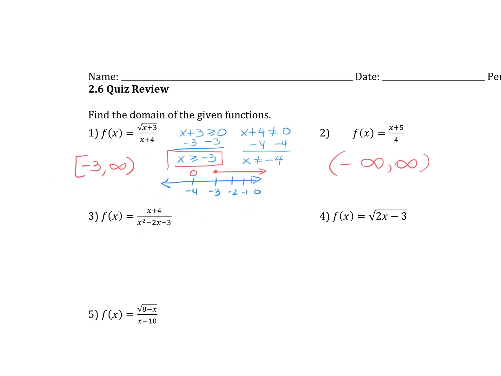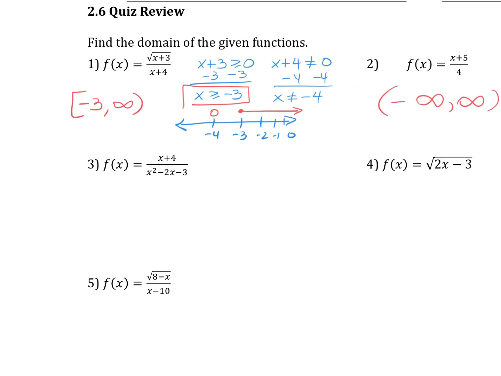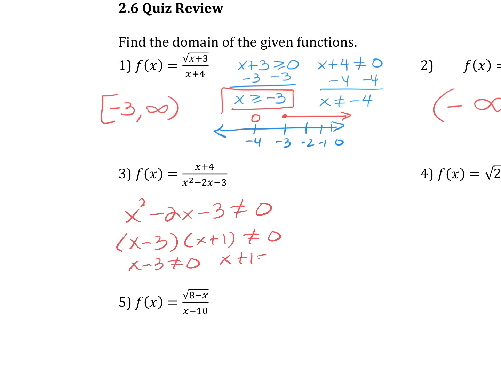For the next one, nothing to exclude for the numerator. It's not a radical. However, the denominator, I have to set this not equal to 0. So what I'm going to do here is factor it. This will factor into x minus 3, x plus 1. These are going to be my values that x cannot equal once I solve them. So I'll add 3. So x cannot equal positive 3, and x cannot equal negative 1.